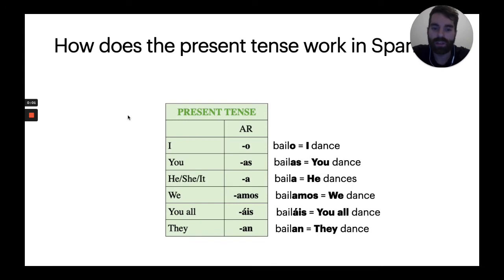If you look at this table, when I've got something like bailo, I know that when the verb is ending with O, that is I dance, it's I. When the verb is ending with AS, I know that that is you. So therefore, that's going to be you dance. If the verb ends with A, I know that that's for he or she or it. So that's going to be he dances or she dances.